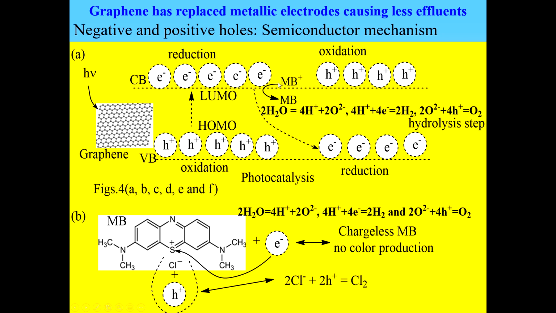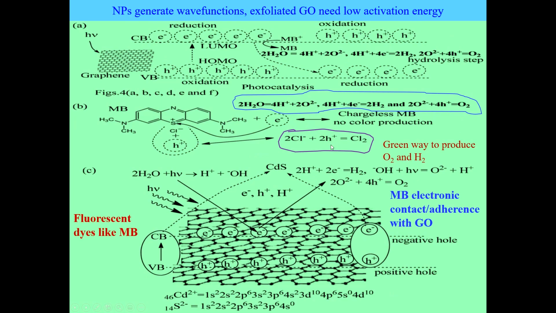So the best method for pure oxygen, especially in corona time, is splitting the water with simple graphene, and also obtaining green or clean fuel hydrogen. So a good solution. The same fundamental science is shown here.